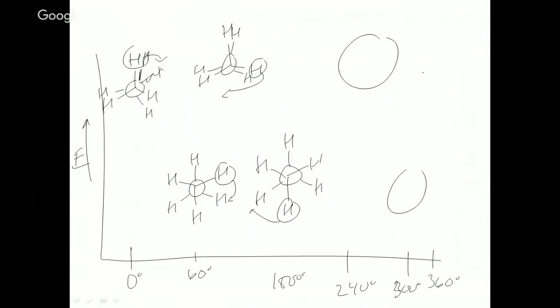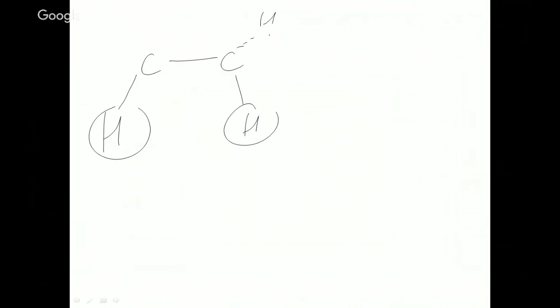Ethane is where we start because it's very important. But it's really just the starting point. Butane is much, much more important. The strain here, an eclipsed pair of hydrogens, is called torsional strain. You can think of it with the word torque. Torsional strain.